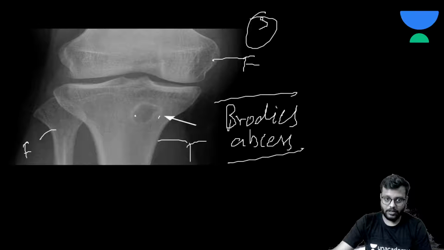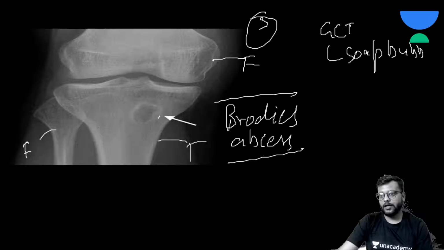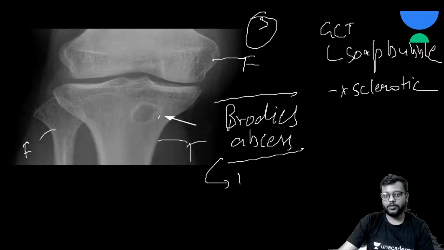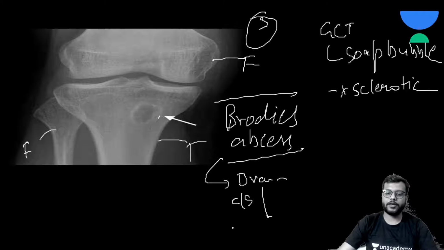There is sclerosis around it, and similarly it is GCT, but GCT you will get soap bubble appearance. The margins will not be sclerotic. Okay, the treatment of Brody's abscess is you have to drain, you have to do sequestrectomy. जो sequestrum part है, जो dead part है bone का, you have to remove that, and you have to send these sample for culture sensitivity and other investigations, and you have to give antibiotics for around 4 to 6 weeks.